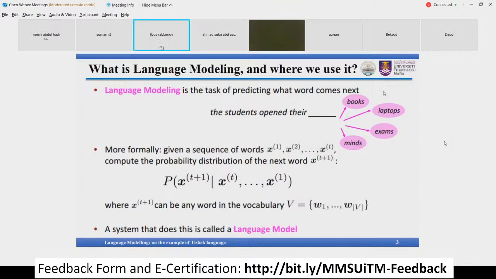Language modeling is the task of predicting what word comes next. For example, as students open their books, laptops, exams, minds. More formally, given a sequence of words x1, x2, etc., xt, we compute the probability distribution of the next word xt+1, denoted by this probability expression, where xt+1 can be any word in vocabulary V. A system that does this is called a language model.